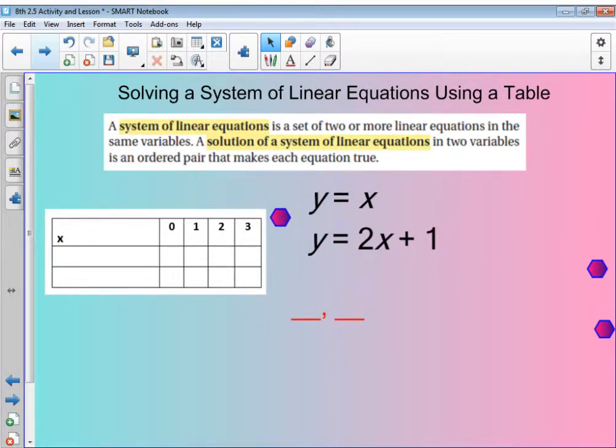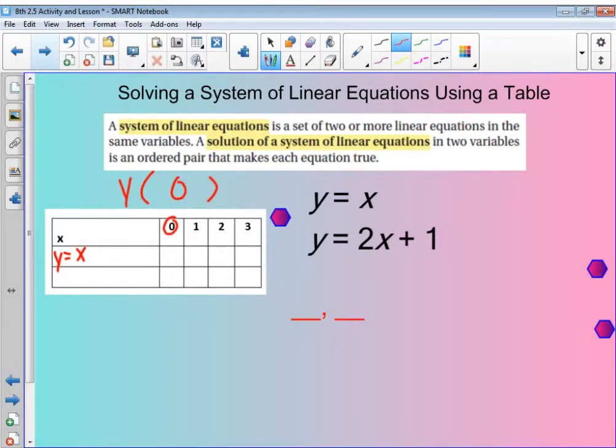Here's our next one. The nice thing is the first equation is going to be pretty easy. Our first equation is y equals x. If I substitute in our x, we put in a 0. So in other words, these are all going to be the same as x.